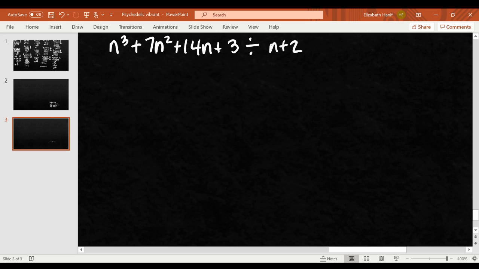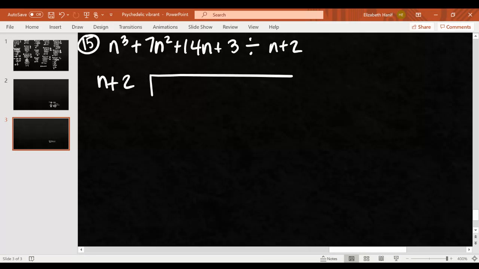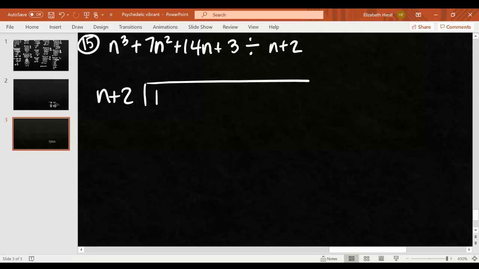Hey everyone, so this is part C of your dividing polynomials using long division. This is number 15 on part C, and so the results will be a little different than what we have seen in part B. I'm going to divide this polynomial by n plus 2. So I'm going to have my n plus 2 on the outside, and I'm just going to write my division out. I'm just going to move this down a little bit. So n plus 2, and I have n to the third plus 7n squared plus 14n plus 3.